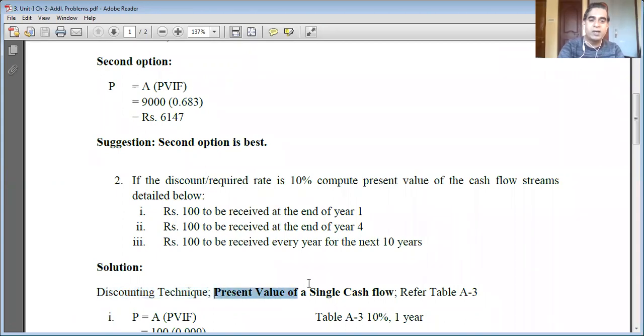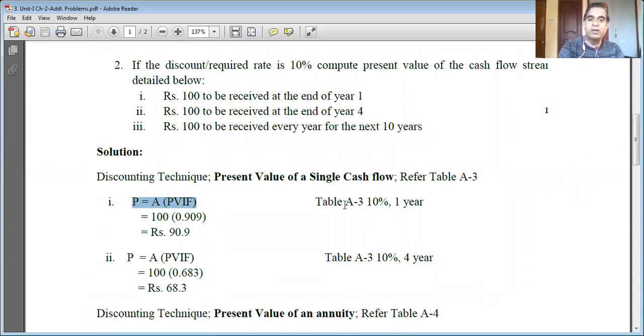In the present value of a single cash flow, we need to refer to table A3. And the equation is P is equal to A into PVIF. We need to find out the present value interest factor from table A3, in the 10% interest column and 1 year row. From the previous problem, I think we found this out. First year row and 10% interest column from table A3, the present value interest factor was 0.909.